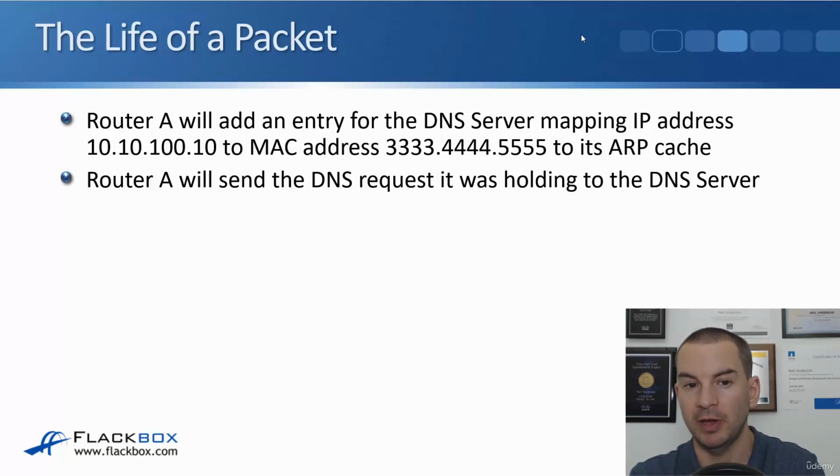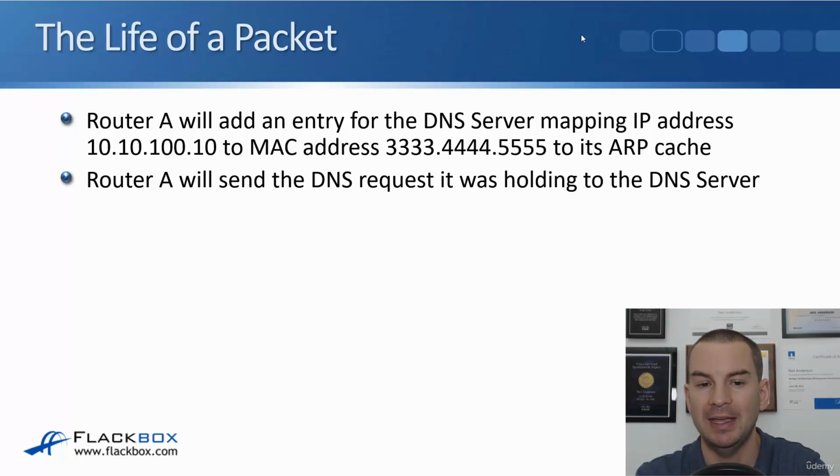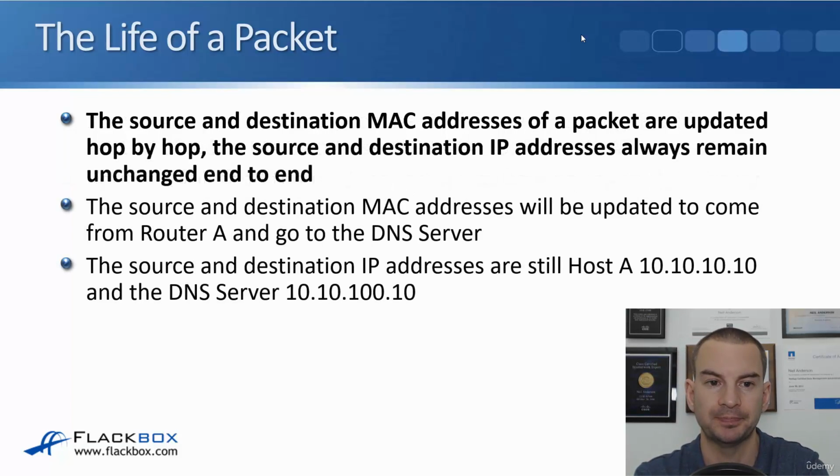Router A will receive that. It will then add an entry for the DNS server mapping IP address of 10.10.100.10 to MAC address 3.4.5 to its ARP cache. Router A will then send the DNS request it was holding from host A to the DNS server.